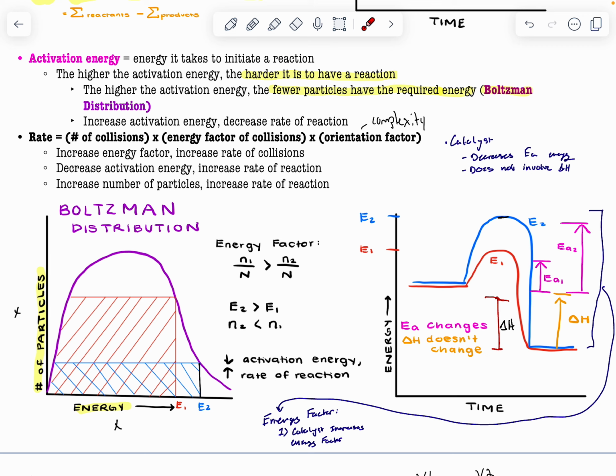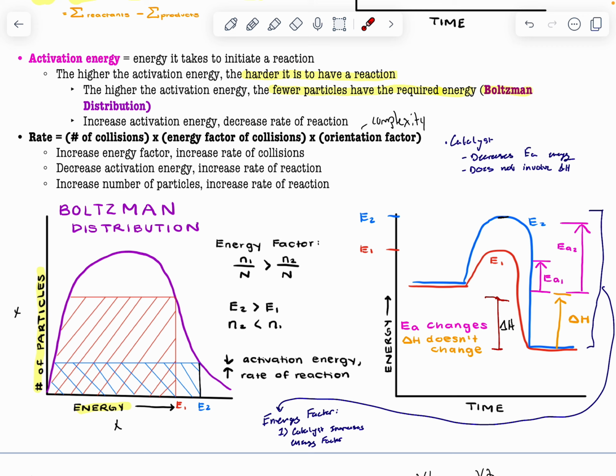Secondly, the energy factor of collisions. If each of these individual particles has a high amount of energy, it only takes a couple of collisions to get these reactions to go. But if these particles have a low amount of energy, they're going to have to collide a lot more to create the desired energy to get the activation energy to initiate.